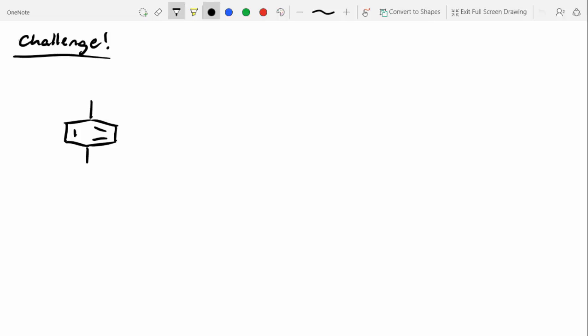Just for fun, I'm going to draw in all the hydrogens. That's how I have fun. On the weekend, I go home, unwind, and draw myself some hydrogens. The life of a chemistry teacher. So we've got a bunch of hydrogens on here.